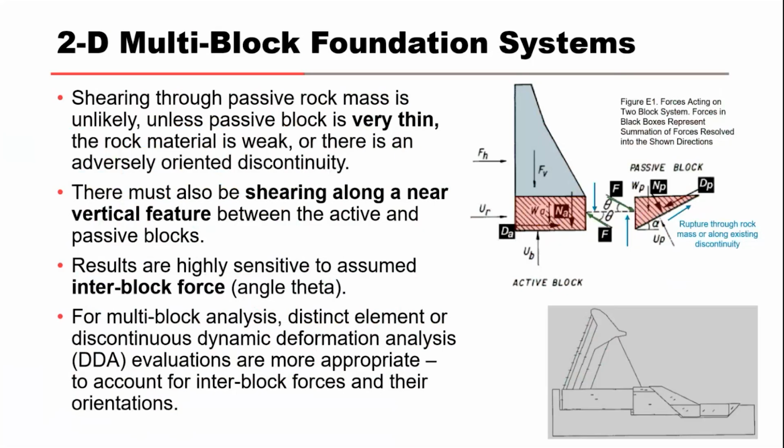In addition, in order for the passive block to move, shearing must occur along the boundary between the active and passive block. Unless there is a near vertical joint or discontinuity in that location, this is unlikely. So when I'm describing this as the passive block, you would need a vertical joint there to allow those to be able to move out from each other.